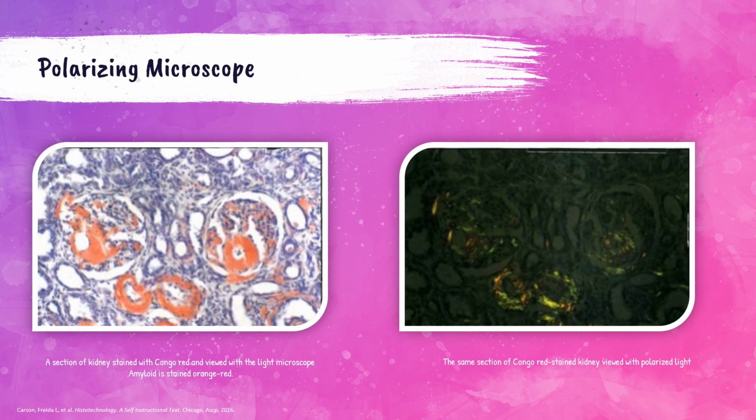Now on the right-hand side is the same kidney tissue section, this time being viewed with a polarizing microscope. See that light green glow on that right-hand side photo? That is the amyloid, which is birefringent, so it'll light up under a polarizing scope. So on the left-hand side is a light scope, on the right-hand side is the polarizing scope view.